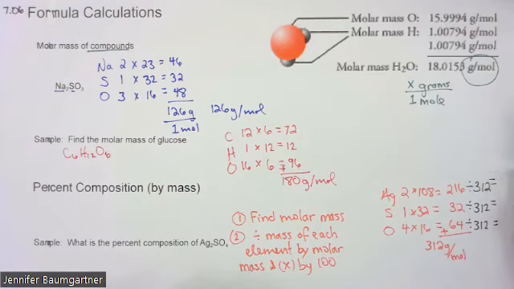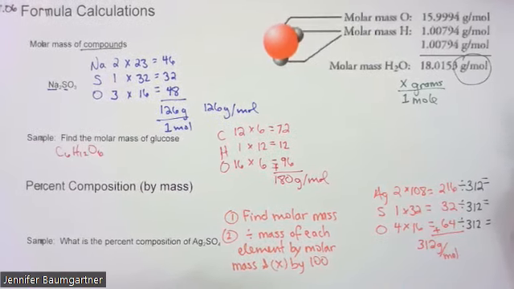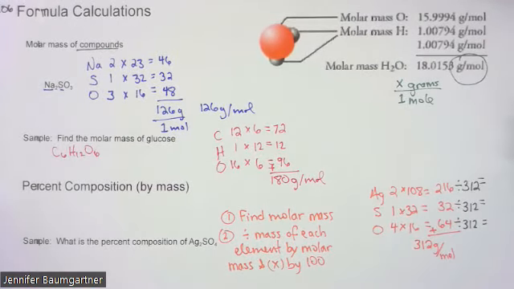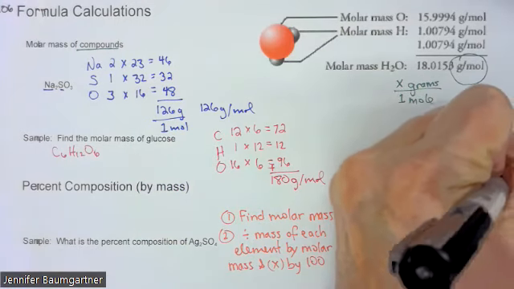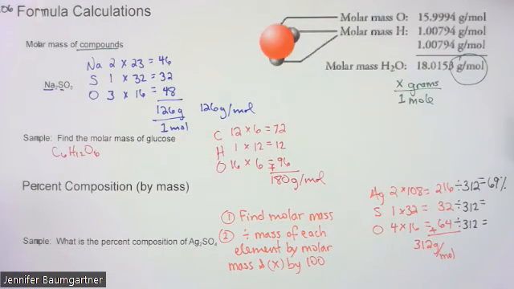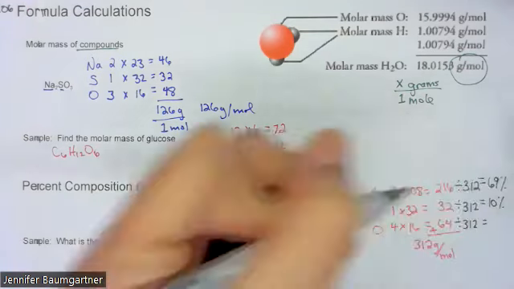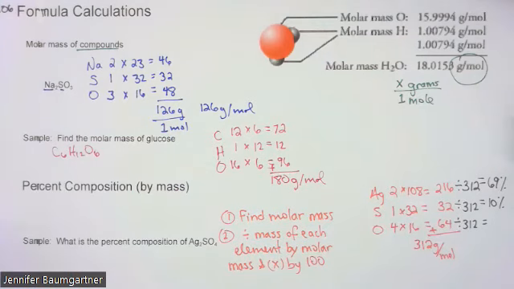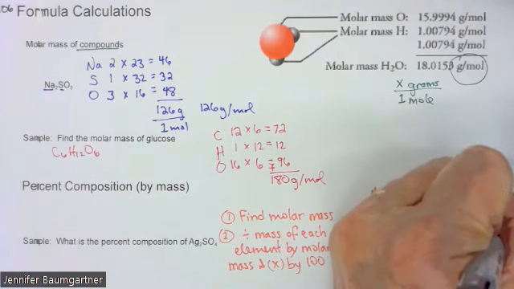So I end up with 216 divided by 312 is 0.69. And when I multiply that by 100, I get 69%. 32 divided by 312 is 0.1. This is going to be 10%. And 64 divided by 312 is 0.21 or 21%.